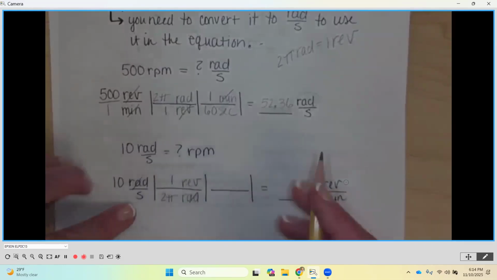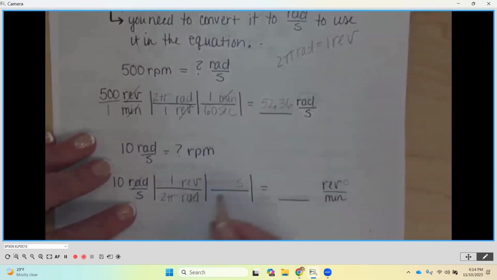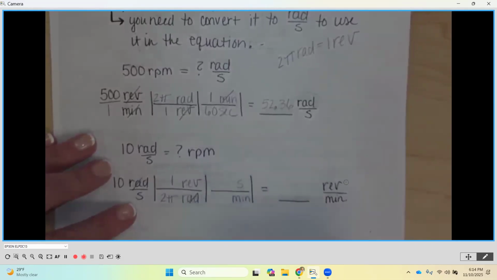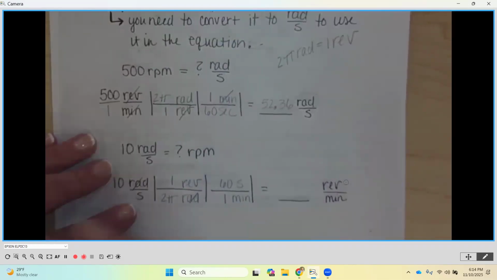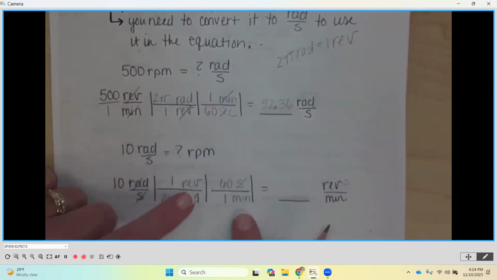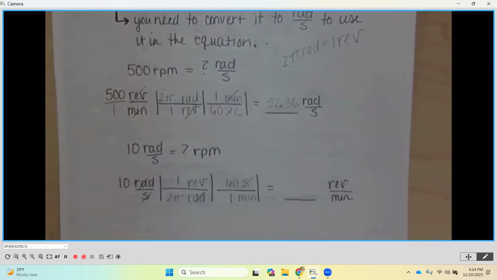Seconds are in the bottom. I need to get it into minutes. So seconds are going to go up top here. Minutes are going to go in the bottom. I know that there are 60 seconds in 1 minute. Okay. And that means my seconds are going to cancel top to bottom. And now the only thing that's uncanceled is revolutions per minute.